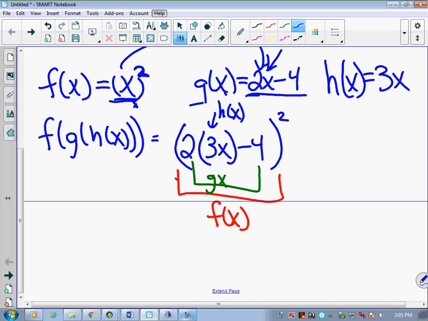Do we see it? Okay, I'll give you a chance to write that down. And then we would go from order of operations to solve that on from there.